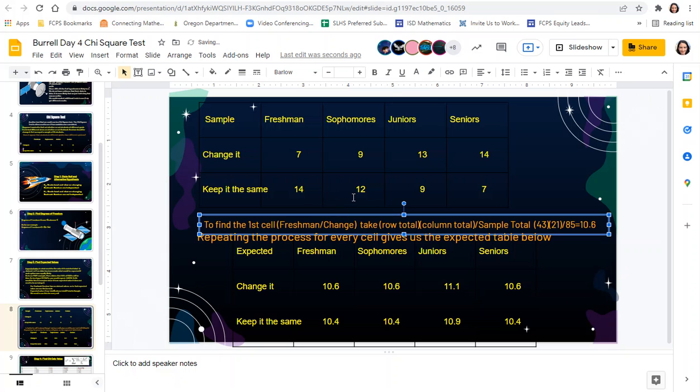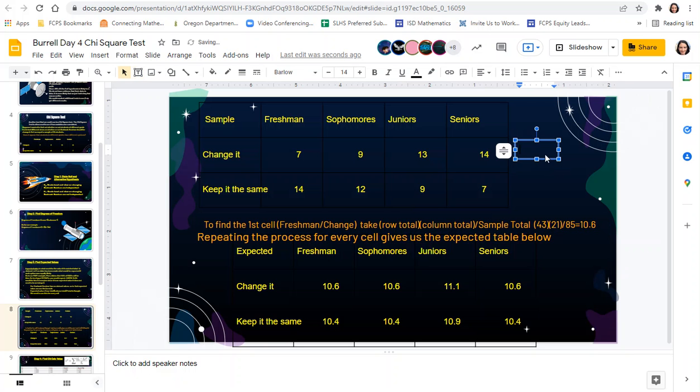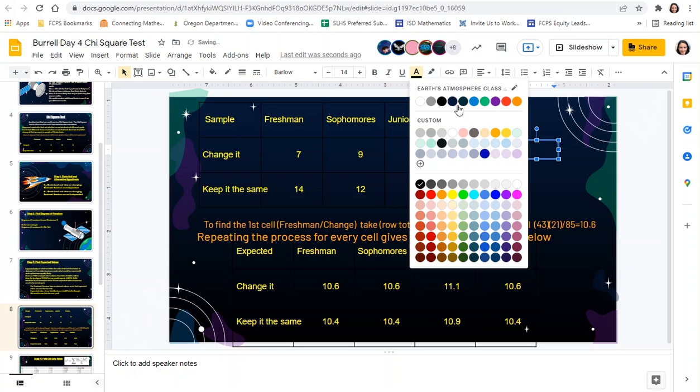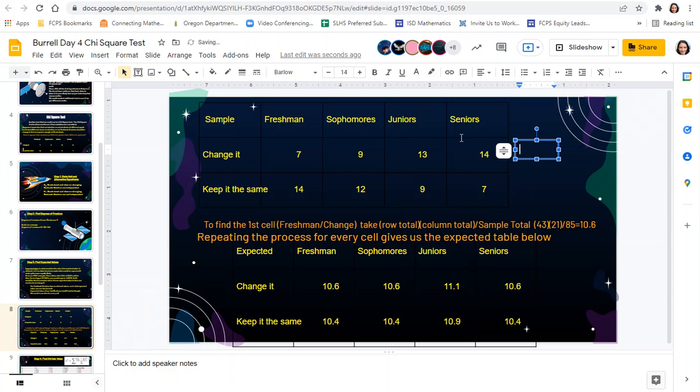All right, so what we're going to do is find the totals. We're going to find row totals and column totals, so we're just going to add them up. I'm just going to use text boxes instead of making a new column here. Okay, so our row total here, I think I cannot write in black. I'm going to have to change my color to white. Okay, total equals 43.